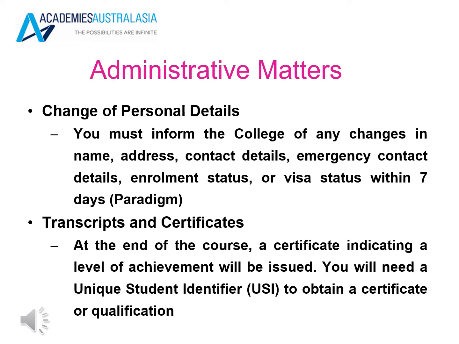Administrative matters. Change of personal details. You must inform the college of any changes in name, address, contact details, emergency contact details, enrolment status, or visa status within 7 days. Transcripts and certificates. At the end of your course, a certificate indicating a level of achievement will be issued to you. You will need a unique student identifier or a USI to obtain a certificate or qualification.